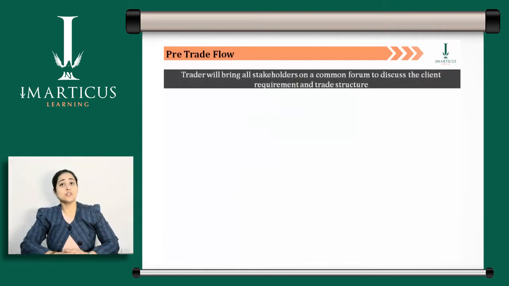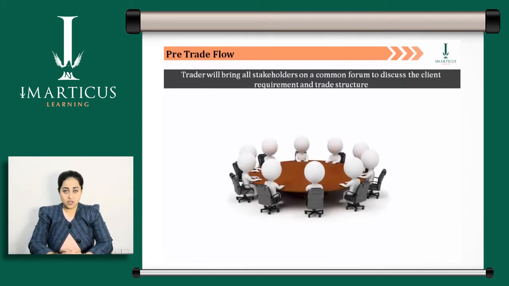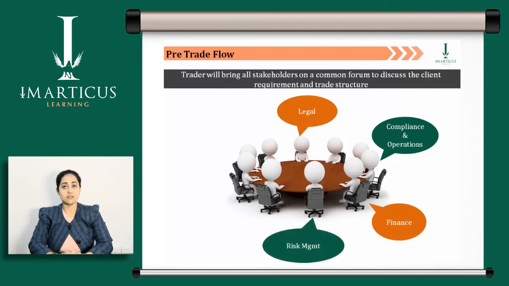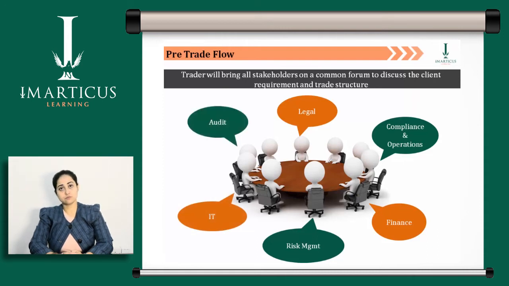The front office will then bring the respective teams to a common forum to discuss the client requirements and trade structure. The various stakeholders included in this are legal teams, compliance and operation teams, finance departments such as tax and treasury, market risk and credit risk departments, the IT department, and the audit teams. This is done to ensure that the required setups, both internal and external, are ready prior to the trade being executed by the front office and the client.